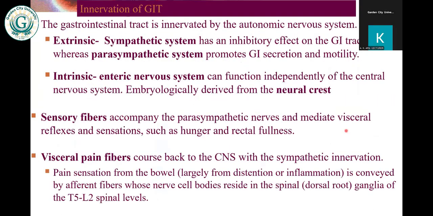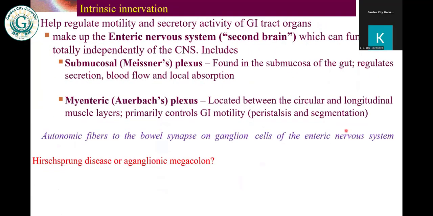But then I also said that within the wall of the GI tract itself, there is a submucosal plexus and a myenteric plexus, and these are able to work independently of the central nervous system. There is a condition, you can go and read about it, where these cells fail to migrate to the wall of the GI tract.